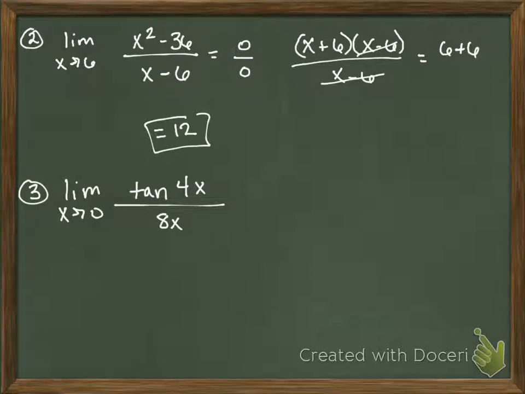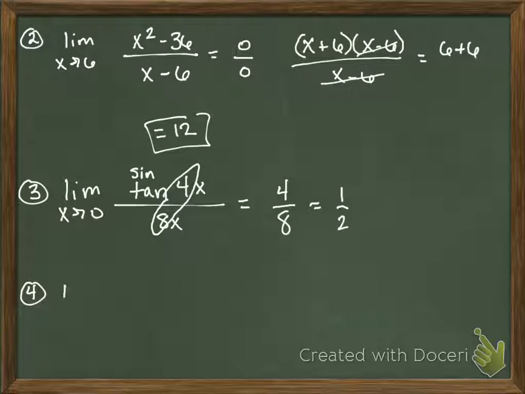So here's number 3. Limit as x approaches 0 of tangent of 4x all over 8x. What did y'all get right here? 1/2. What if I got 4 over 8? Okay, that does simplify to 1/2. So when you have the x in the bottom, you just look at that, for tangent problems and sine problems. So had this been sine, it would have been the same exact way. Cosine would not work. Okay? Number 4.